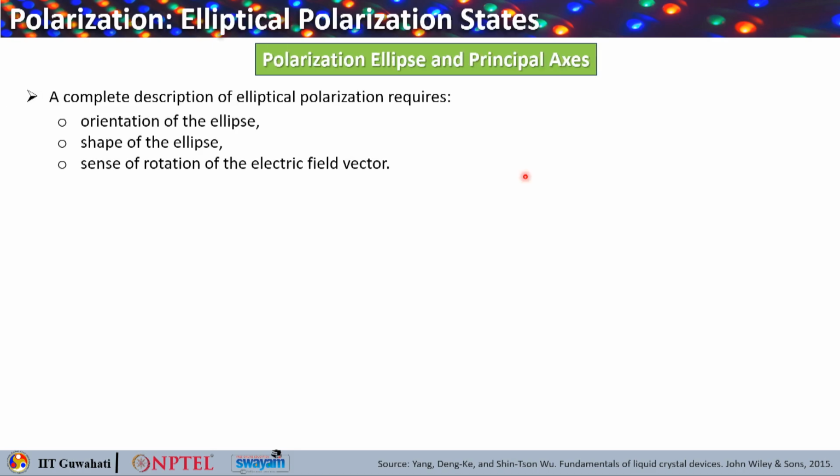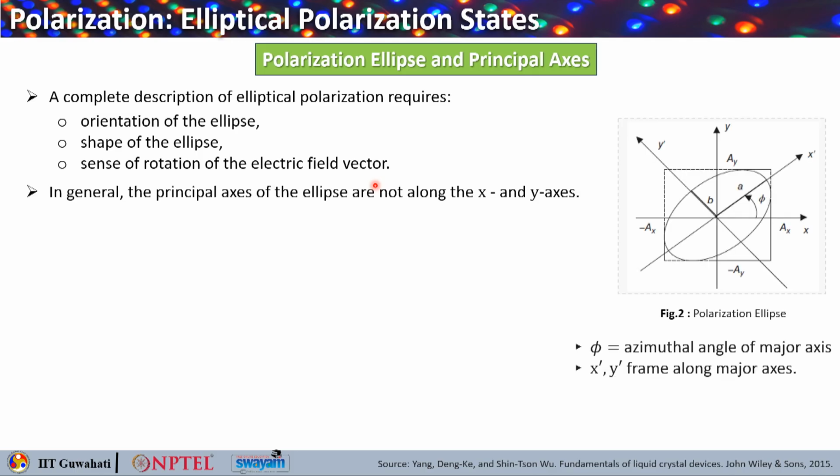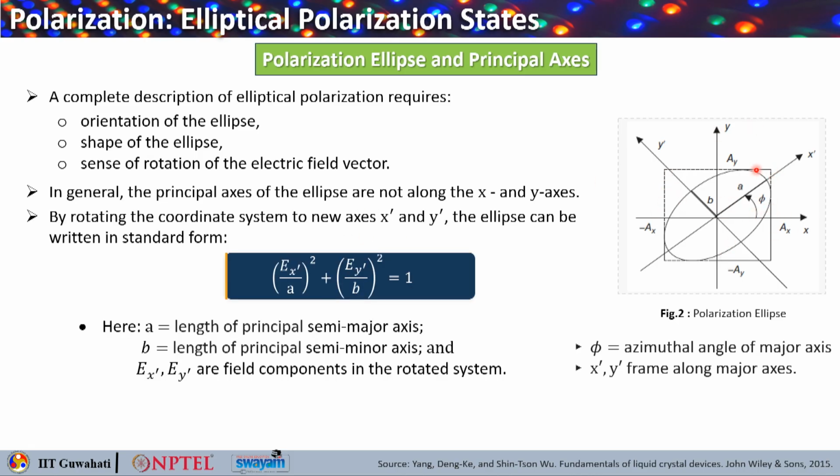So, what we understood here is that a complete description of elliptical polarization will require the following things. First, the orientation of the ellipse, the shape of the ellipse, and the sense of rotation of the electric field vector, whether it is going clockwise or anti-clockwise. In general, the principal axes of the ellipse are not along the x and y axis, okay. They are along x prime and y prime. So, you can rotate this coordinate system to the new axes, x prime and y prime, which are aligned with the major axis and minor axis of the ellipse, okay.